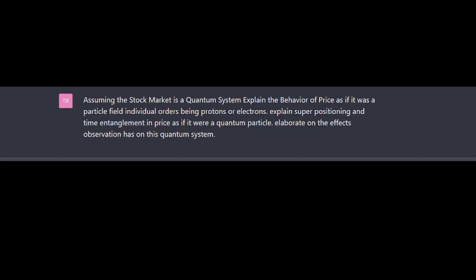Assuming the stock market is a quantum system, explain the behavior of price as if it was a particle field, individual orders being protons or electrons. Explain superpositioning and time entanglement in price as if it were a quantum particle. Elaborate on the effects observation has on this quantum system.